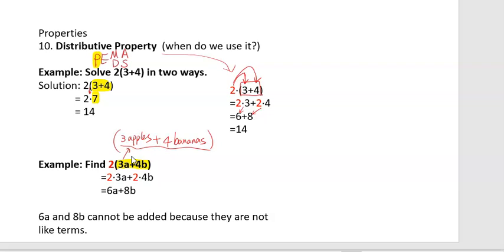If we want to double everything in the box, we can first double 3 apples. So 2 times 3 apples gives us 6 apples. Then we double 4 bananas. So 2 times 4 bananas gives us 8 bananas. So we have 6a plus 8b. Again, these 6 apples and 8 bananas cannot be added because they are different objects or different units. So we have to stop there.